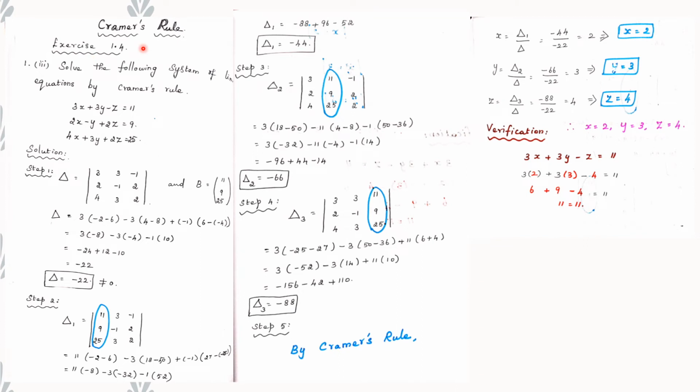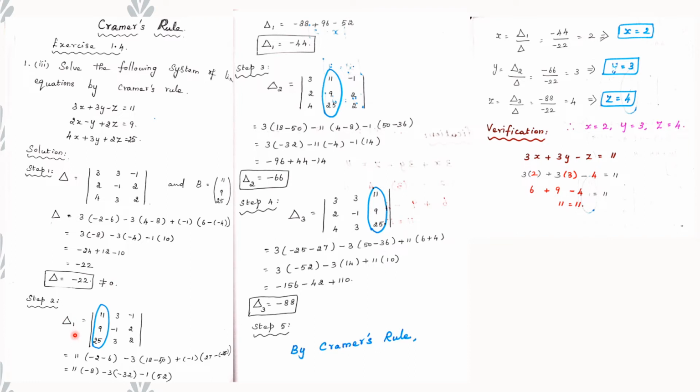Let us see Cramer's rule, Exercise 1.4, the third sum. Solve the following system of linear equations by Cramer's rule. Here three equations are given. Let us see the solution. In step 1, I have to find the delta value. Delta is nothing but the determinant of the coefficient matrix. That is, you write the coefficient values alone here, and the B matrix is the constant values. So the delta value we get is minus 22, which is not equal to 0. So I have to proceed to step 2.